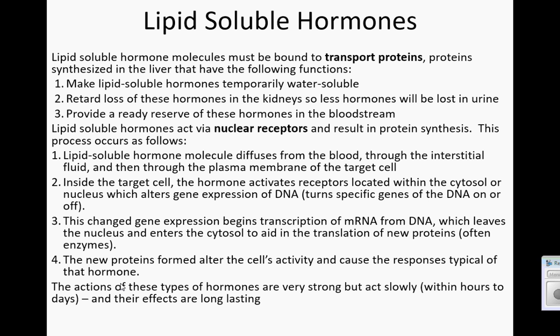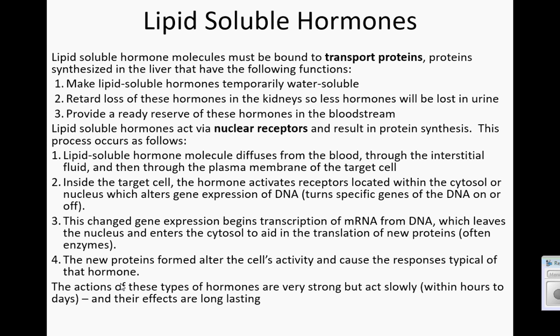Once again, lipid-soluble hormones need a protein carrier. You can think of it like a cab or a ferry to transport them in the blood. These transport proteins are made in our liver, and they make lipid-soluble hormones temporarily water-soluble. They retard the loss of these hormones in the kidneys so that less hormone is lost in urine, and provide a ready reserve of these hormones in our bloodstream.